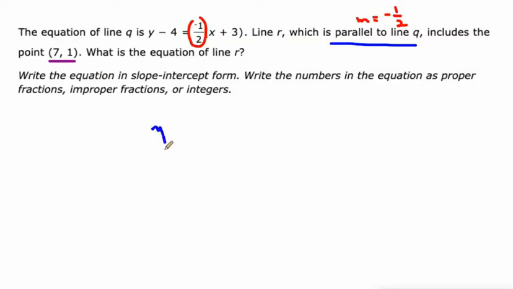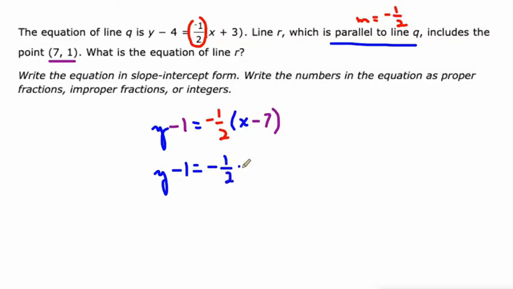So we'll go y minus that 1 equals our slope, which is parallel, so same slope, -1/2, times x minus that 7. And there's our equation in point slope form. We just need to turn it into slope intercept form. So let's distribute the 1/2. So it would be -1/2 x plus 7/2. And then we're going to add 1 to both sides.